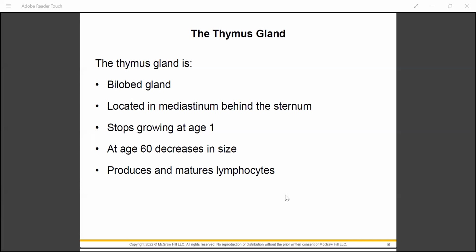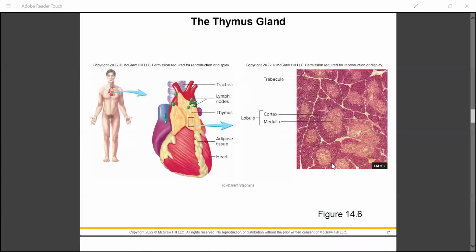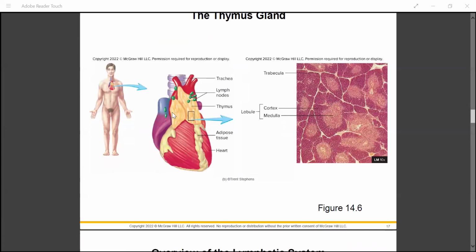And that's because it's much more active when we're younger. Its job is to produce and mature lymphocytes, specifically our T lymphocytes. So think T for thymus, T cell. Our T cells are going to mature and be trained within our thymus gland prior to becoming a functioning part of our immune system. So our thymus is right here, almost on top of the heart, in between the lungs.